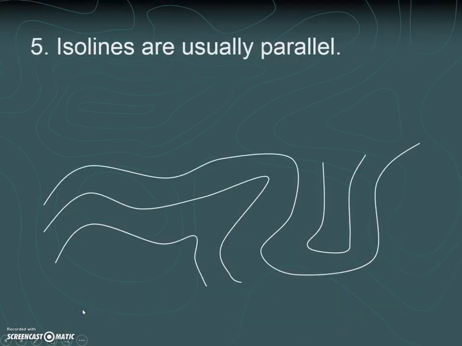Fifth rule, and this is a rule that's really helpful as we start to draw these. You're going to find that isolines are usually somewhat parallel. So once you draw one, you'll often notice that the ones around it are fairly parallel to it. It may not be perfectly parallel, but they're fairly parallel.